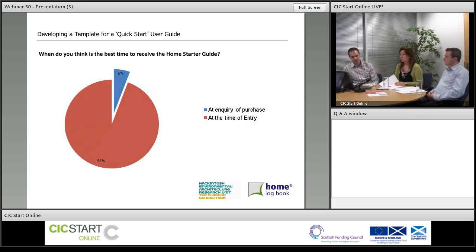So there was also a debate, and there were some responses which indicated that there might even be a point at the inquiry of a purchase. Somebody from the private housing sector had indicated that it would have been a useful guide to have seen at the time of purchase, because it gave an overview of how the house was constructed. So there's a variety of feedback there.